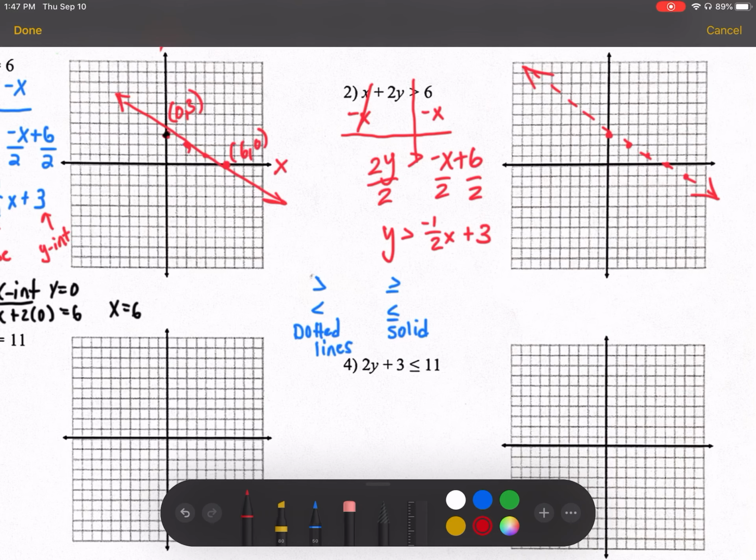Okay, and so then the other thing that we have to think about is this needs to be shaded. Because it's an inequality, it's going to be a range of solutions, not just one solution. So we're going to have this shading. We're going to shade the top or bottom part of the graph. So what we want to do is read this sentence: y is greater than negative 1/2 x plus 3. Greater than is going to be shading above, so we're going to shade the top half of this graph.